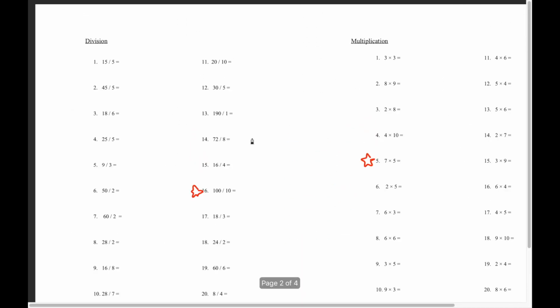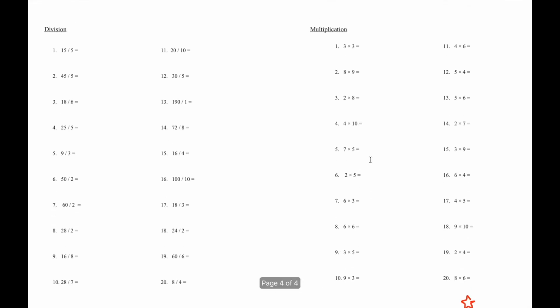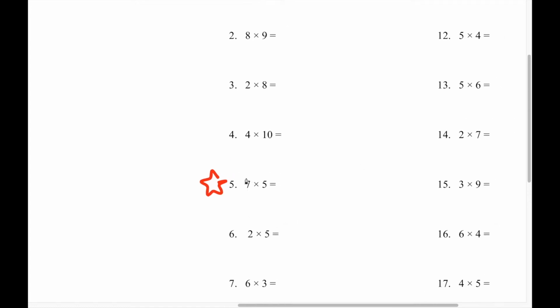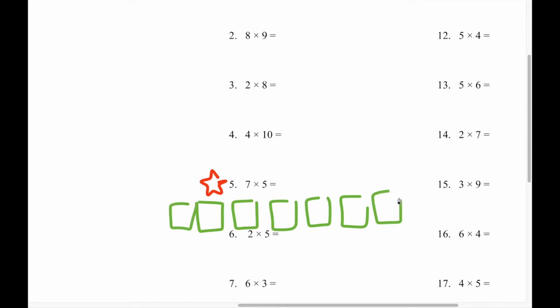Okay, we're going to look at multiplication first. We're going to look at number 5. 7 times 5 equals blank. So if you know your multiplication tables, this is really easy. There's multiple ways you could solve multiplication. But let's just try to picture it first. So let's say there's 7 groups. 1, 2, that's 5, 6, 7. Okay, and there's 5 dots in each group.